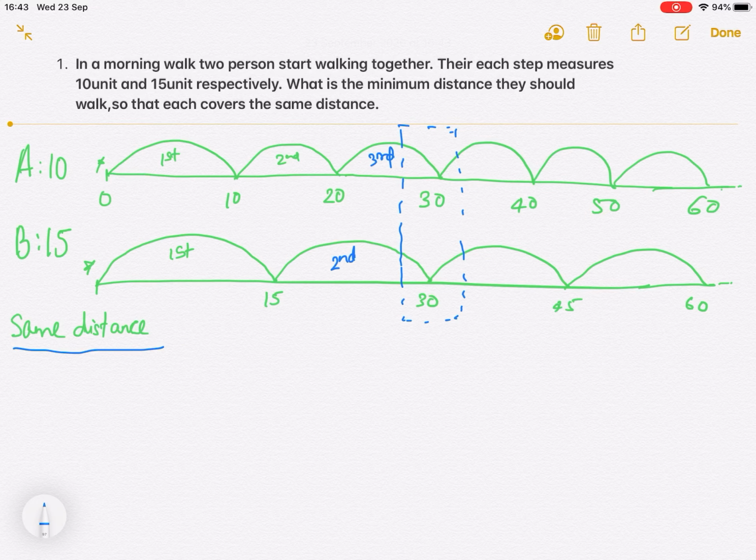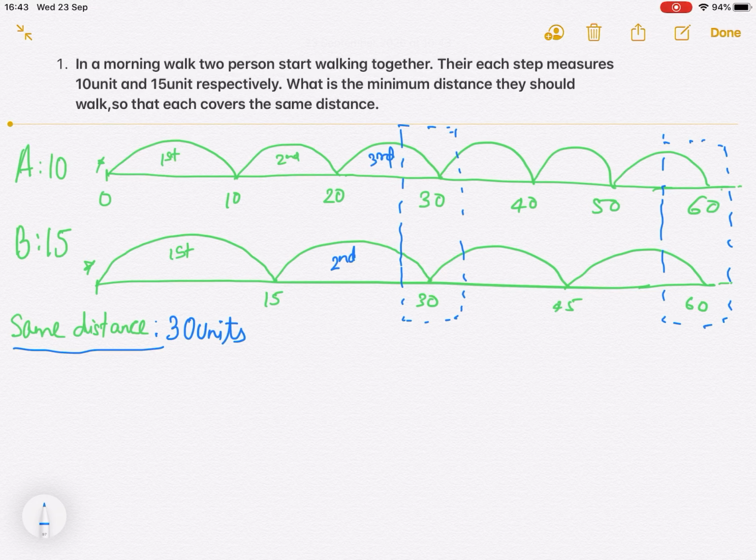So we can say that the answer to this question is 30 units. After 30 units, they are meeting for the first time. Now, if they keep on moving forward, they are meeting for the second time at 60 units. But that is not what has been asked. What is asked is the minimum distance.